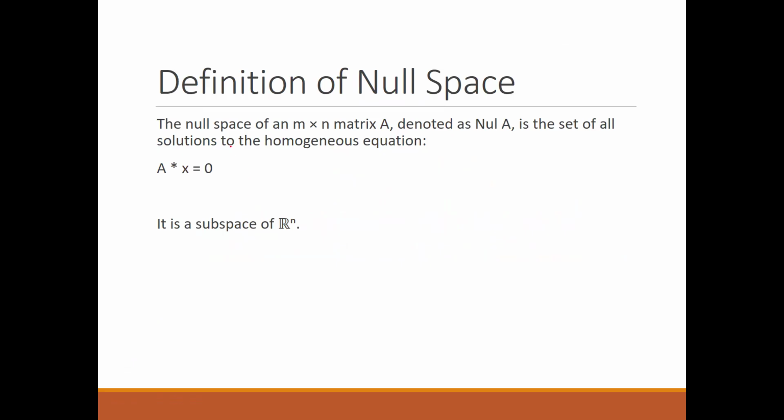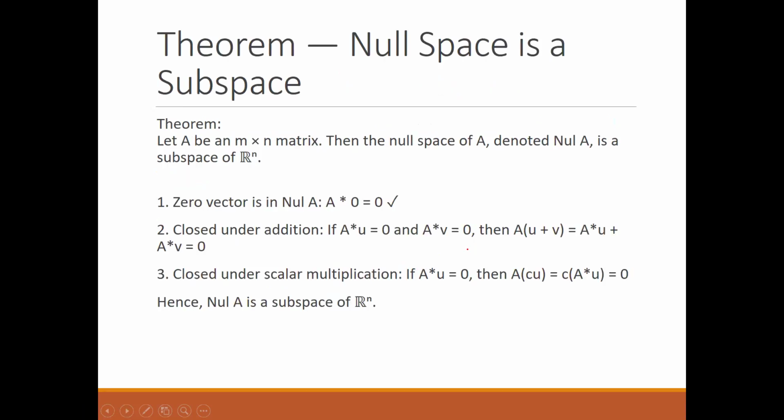Definition of the null space. The null space of an m by n matrix A, denoted as null A, is the set of all solutions to the homogeneous equation Ax = 0. So the set of such x, we call it the null space of a matrix. The null space of a matrix is the set of all x such that Ax = 0 bar. So this is the definition of the null space of a matrix.